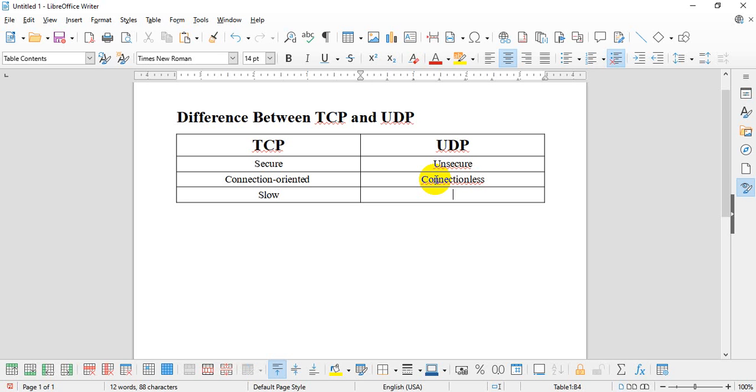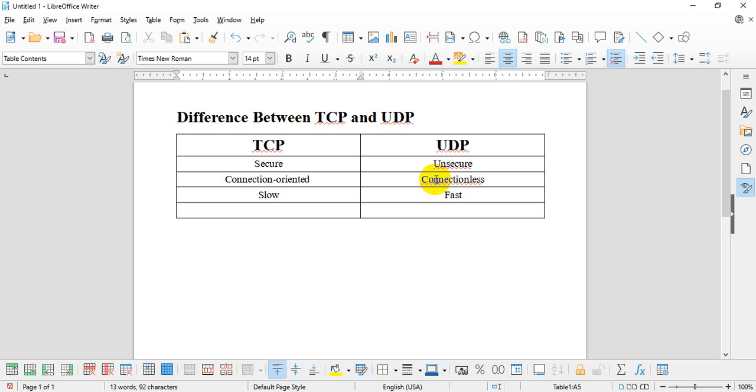And why is UDP fast? UDP is fast because it does not establish a connection between the sender and receiver before sending any data or files. In UDP, the sender just forwards the packet whether the receiver receives the packet or not. It is fast because it does not have to establish the three-way handshake connection between the sender and the receiver.